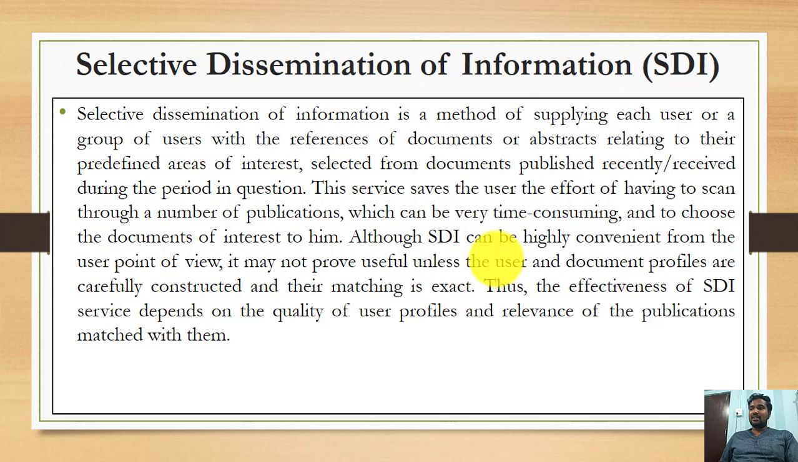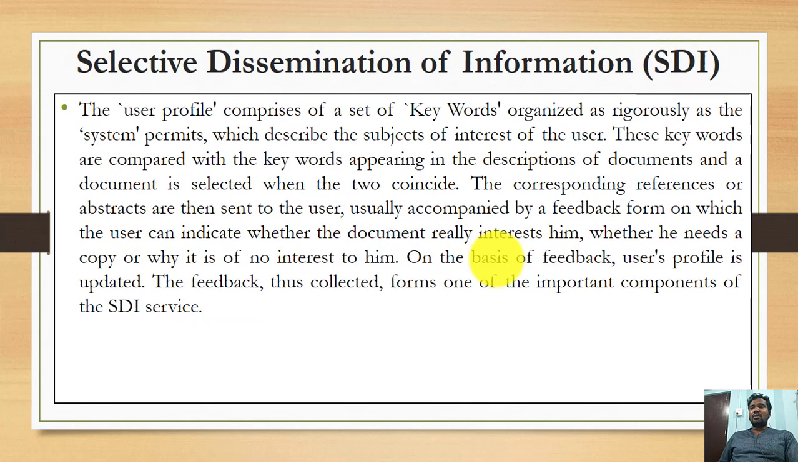Although SDI is highly convenient from the user point of view, it may not prove useful unless the user and the document profiles are carefully constructed and their matching is exact. Thus, the effectiveness of the SDI service depends on the quality of the user profiles and the relevance of the publications matched with. The user profile comprises a set of keywords organized as rigorously as the system permits, which describe the subject of interest of the users. These keywords are compared with the keywords appearing in the description of the documents, and the document is selected when the two coincide.